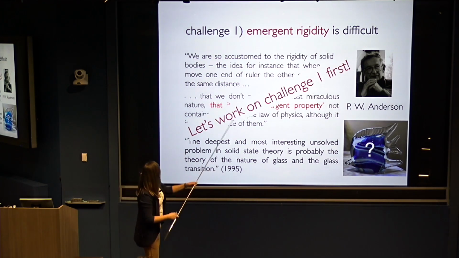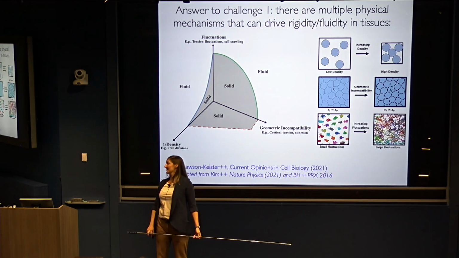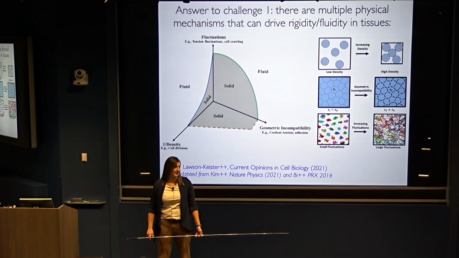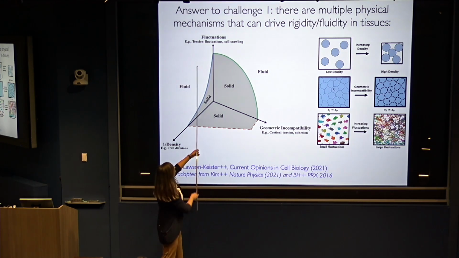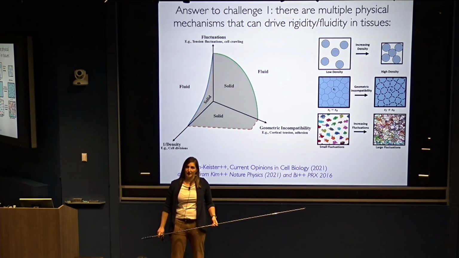Okay, so we're going to work on this challenge one. I'm going to tell you what the answer is, and then I'm going to explain it. This is lots and lots of hard work over years and years that I'm sharing in a short talk. The answer to challenge one is that there are multiple physical mechanisms that can drive rigidity in tissues.